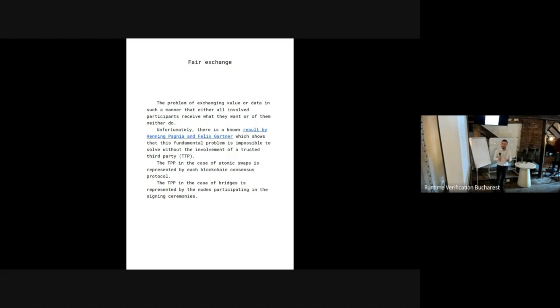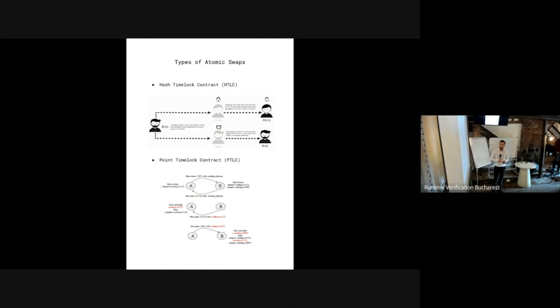And we're going to see that in the two types of interoperability, which are atomic swaps and bridges. In the case of atomic swaps, the trusted third party is the blockchain consensus, and we're going to see why. And in the case of bridges, it is actually the guardian nodes, the observers of the events, that sign the transactions to release the funds on each network. And we're going to see how. So first, let's talk about atomic swaps.